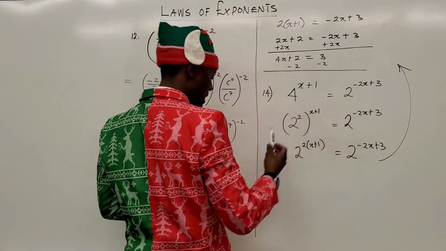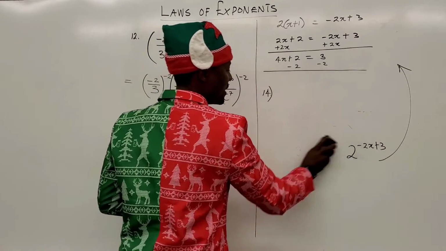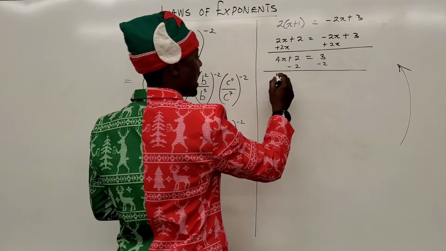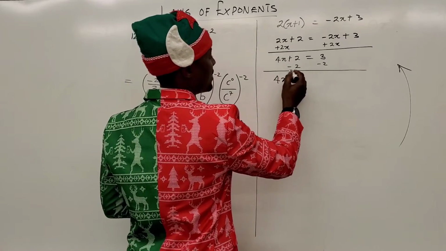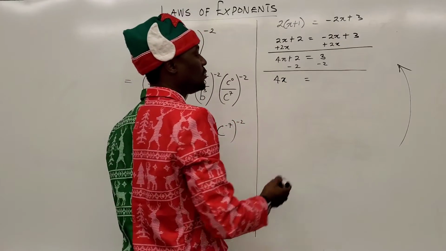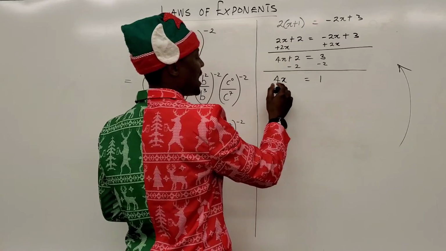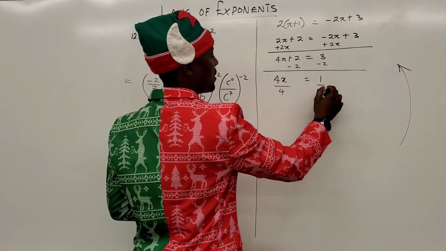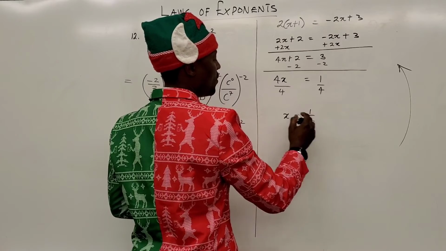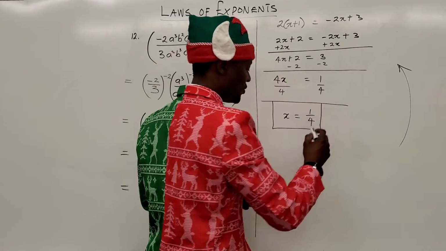And what is left will be, let's get more space. We know where we're going. And we have 4x. This is gone, and 3 minus 2 gives us 1. So if you divide both sides by 4, you're going to get x equals 1 over 4. That is our final answer.